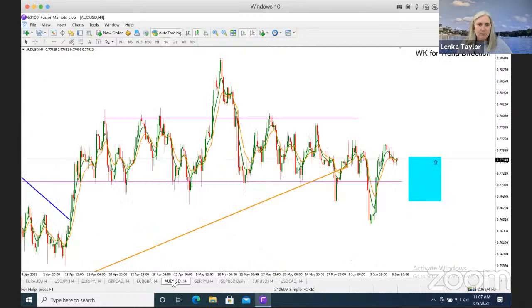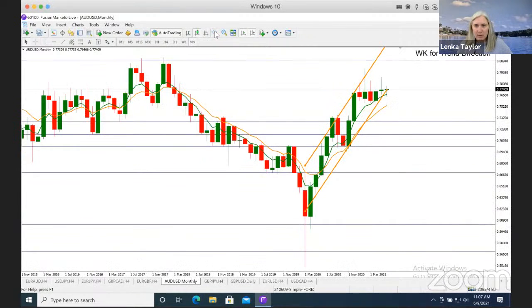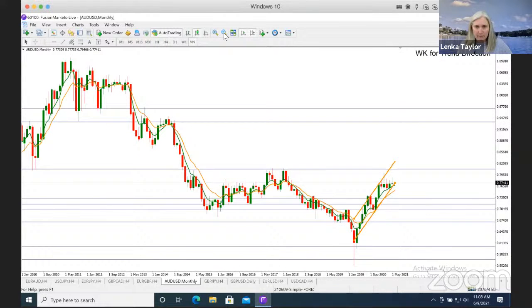Next currency pair I'm looking at is AUD-USD. So AUD-USD, I'm still looking for a long. It is being rejected at that level. So probably looking at reduced risk on this one.